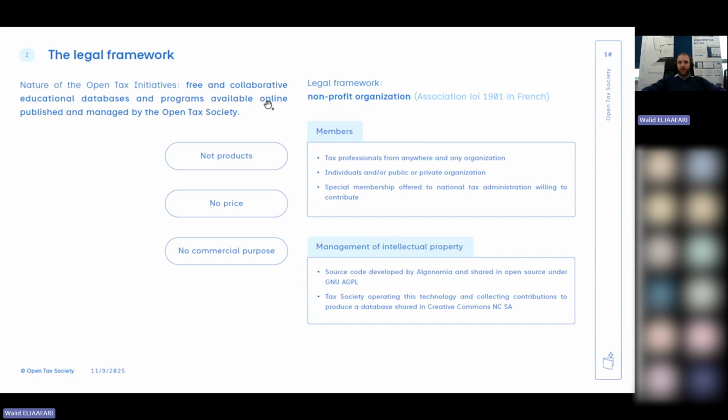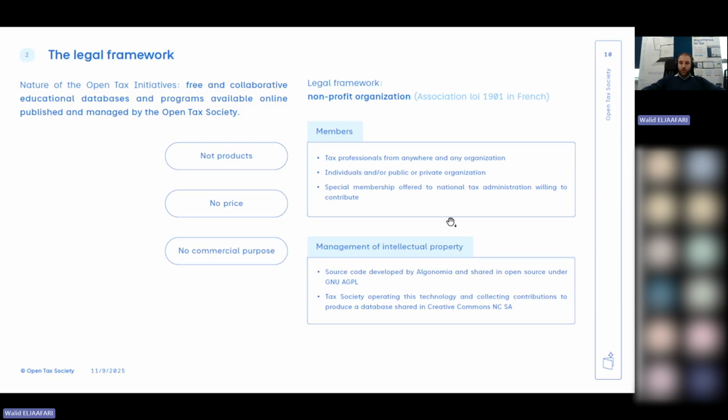Another important point is the legal framework. At the beginning, as you saw, I'm the CEO and co-founder of a private company, Algonomia. But right now, I'm talking as the president of the Open Tax Society, which is a non-profit organization, une association loi 1901 de loi française. So it's a French association. And so basically, it means that it's a non-profit. There is no product. There is no price. There is no commercial purpose. Everything is done for a scientific purpose, educational purpose, and is free for everybody to use.